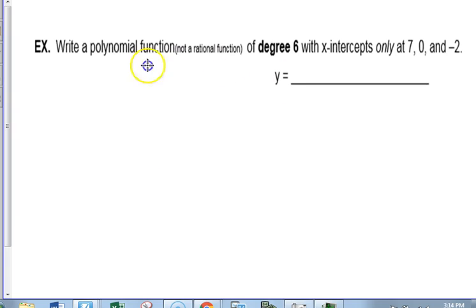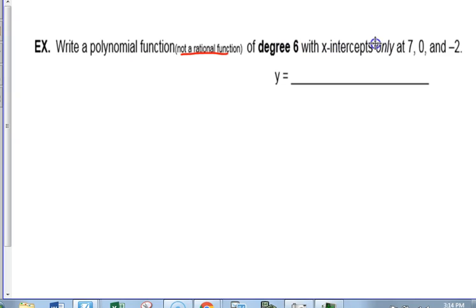Okay. Moving on. Why is everybody getting this one wrong? Nobody's going to get this wrong, right? I gave a big hint here. It says not a rational function. This is review from the last quiz. How would we write this?